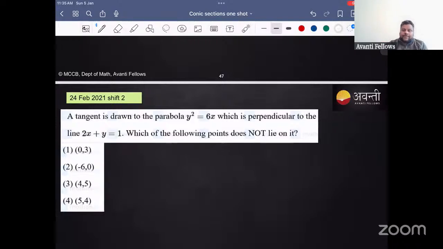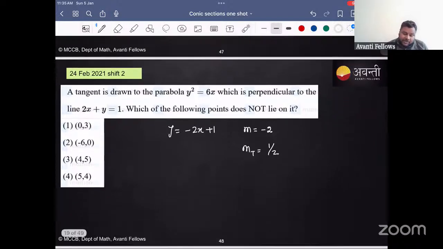Now see, the line is given to you as 2x plus y equals to 1. This line can be written as y equals to minus 2x plus 1. Slope of the line is minus 2. Now they are asking for the tangent perpendicular to this line. So slope of tangent should be 1 by 2, because if two lines are perpendicular, product of their slopes goes minus 1.